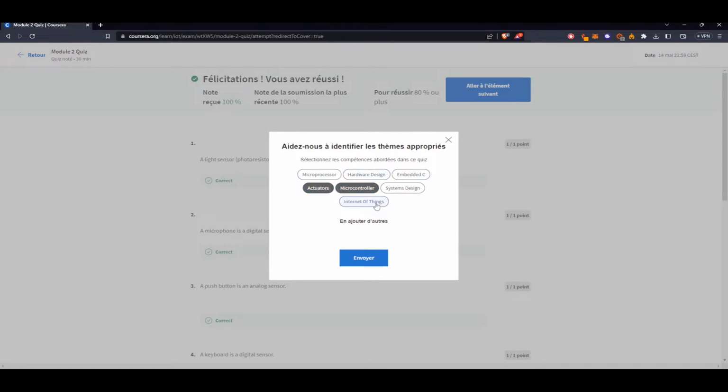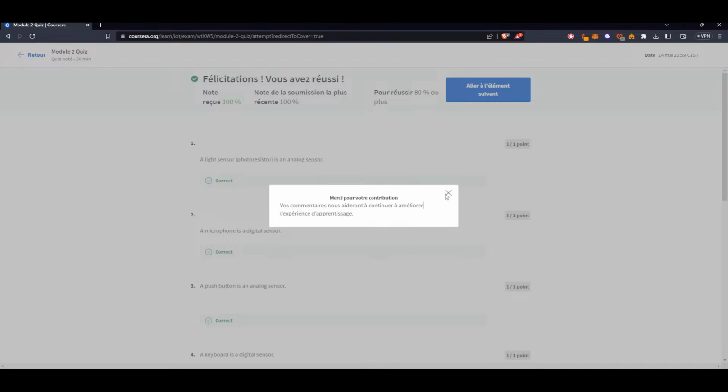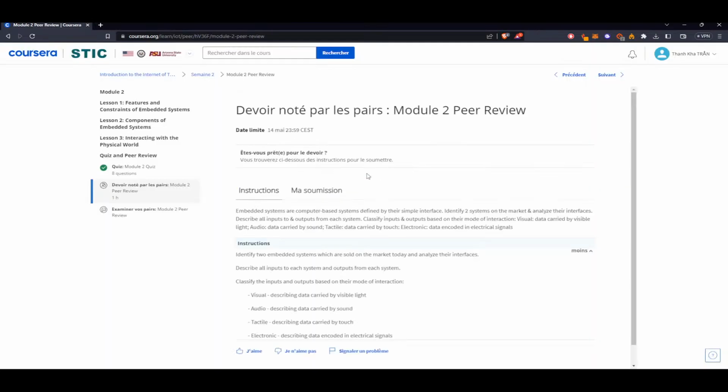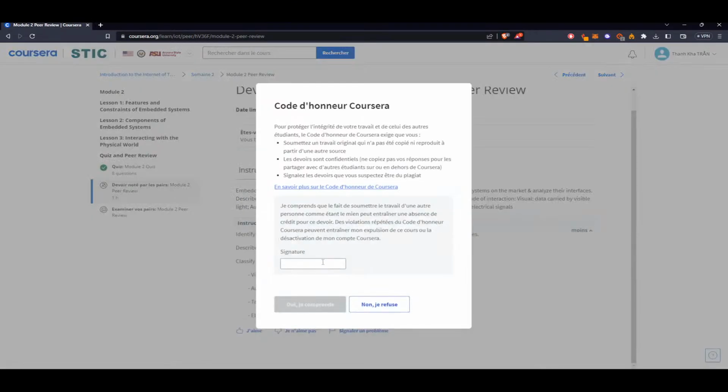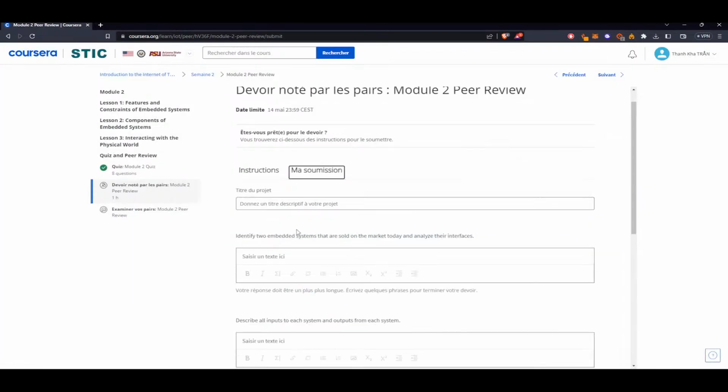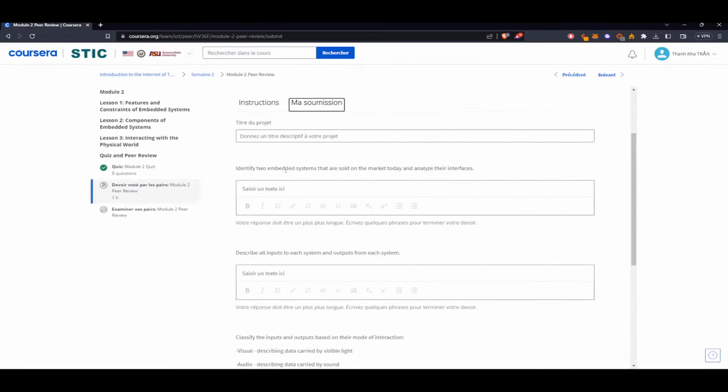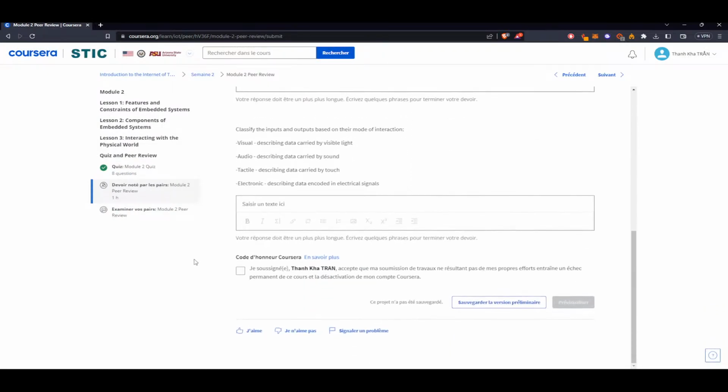Microcontroller, actuator, system design like this. Okay, this one. True, embedded system, something we will do with later.